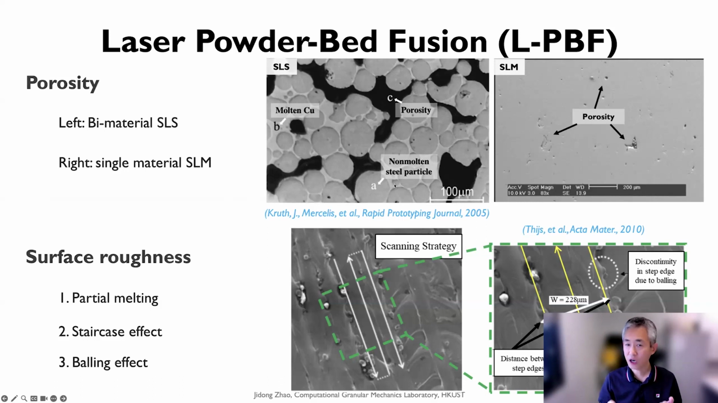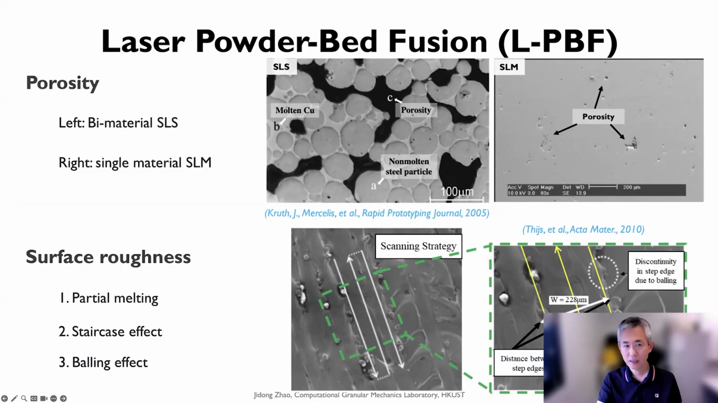We know the copper particles have a relatively lower melting point than the steel particles. We use a laser or other heating source to melt the copper particles first, and then the melted copper forms a bond, filling the pores and connecting the hard steel particles. This is what we call selective laser sintering technology.